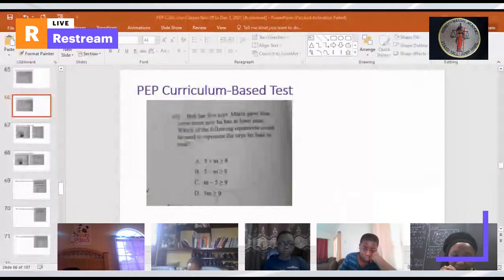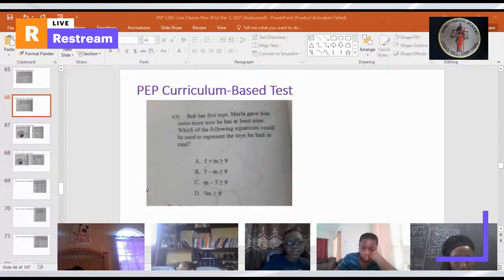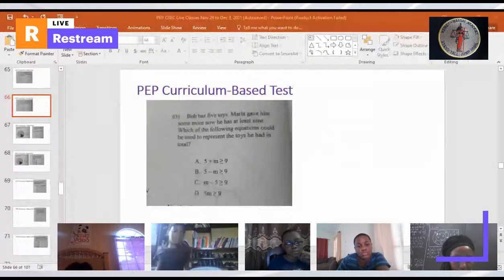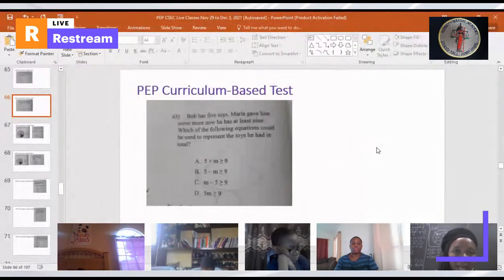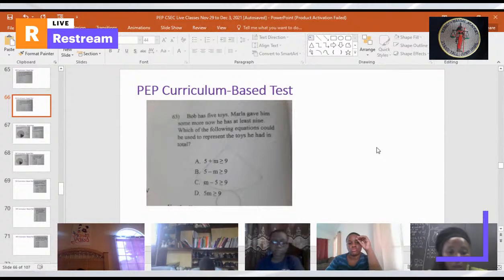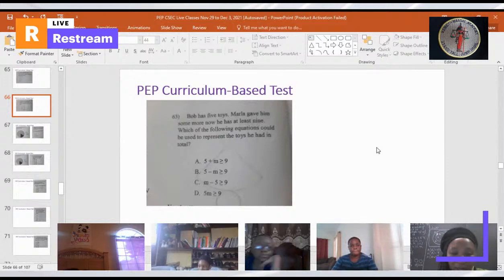Let's see some answers for number 63. Mila is saying A, 5 plus M must be greater than or equal to 9. Any other answer for 63? Thor is saying A for 63. Antoine is saying A. Okay. So remember, he now has at least 9. At least means this or more, right? So that means greater than or equal to. So the 5 plus the amount that he just got from Marla must be at least 9. So it's greater than or equal to. 5 plus M is greater than or equal to 9.